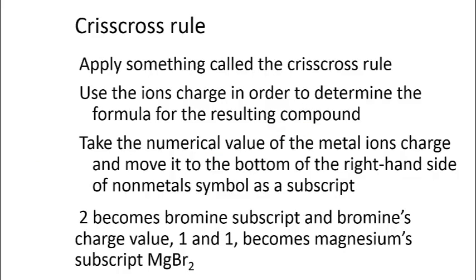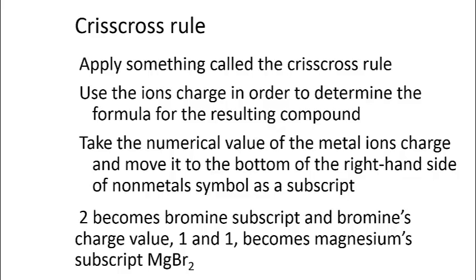Crisscross rule. A quick way to determine or check the formula for a compound is to apply something called the crisscross rule. This rule uses the ion's charge in order to determine the formula for the resulting compound. The way it works is you take the numerical value of the metal ion's charge and you move it to the bottom of the right-hand side of the non-metal symbol as a subscript. Then you take the numerical charge of the non-metal ion's charge and you make it the subscript for the metal.